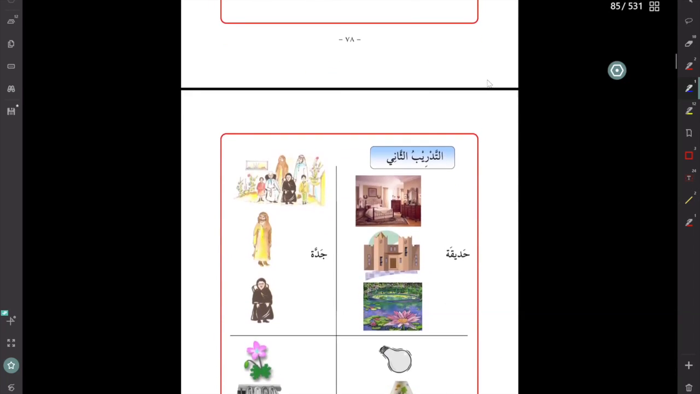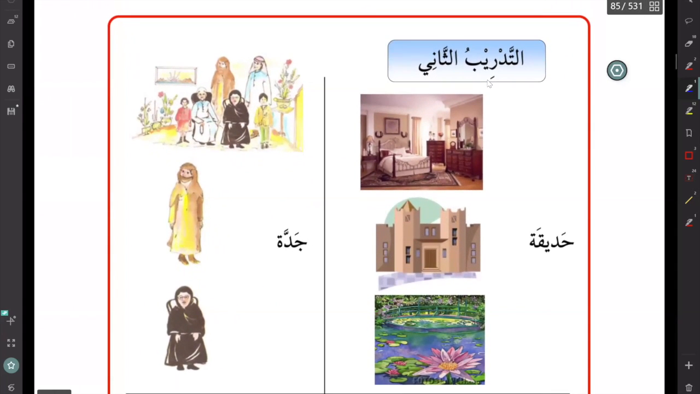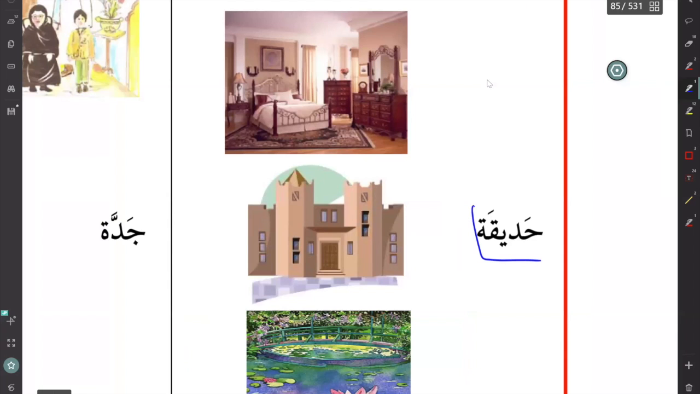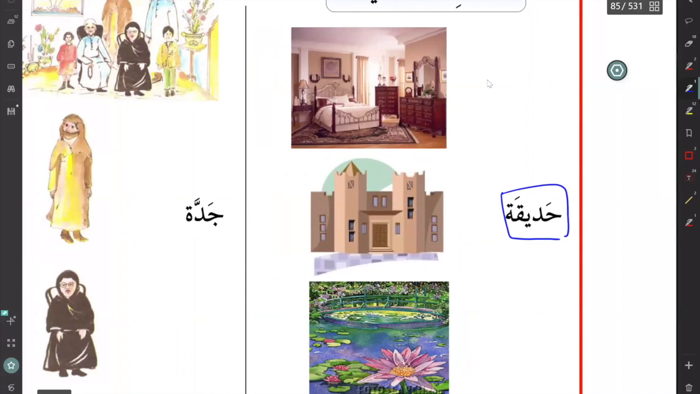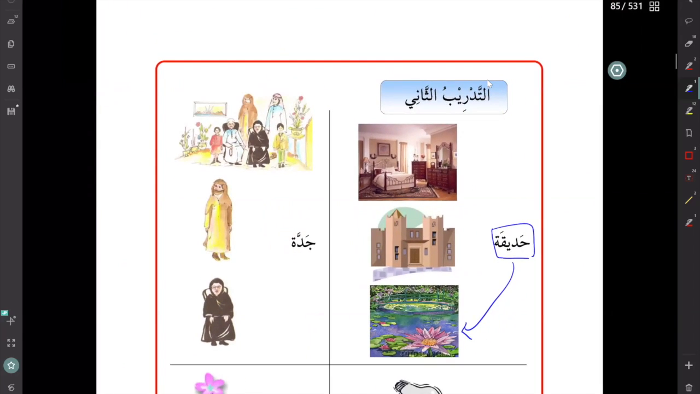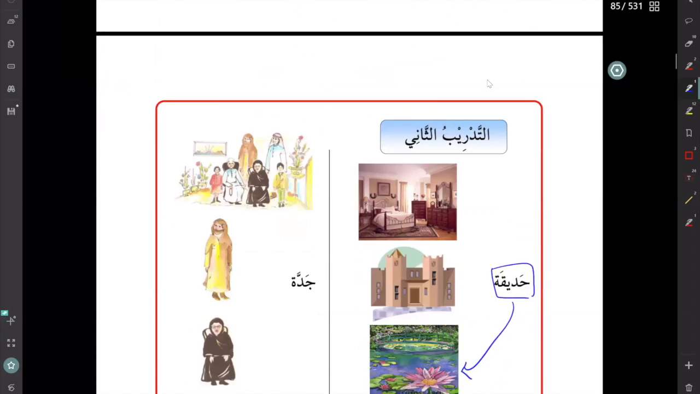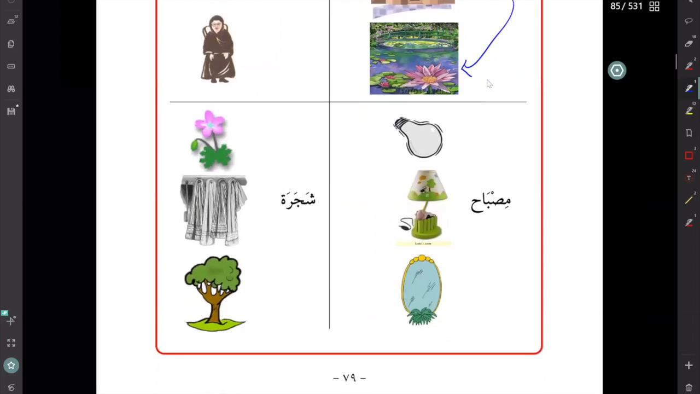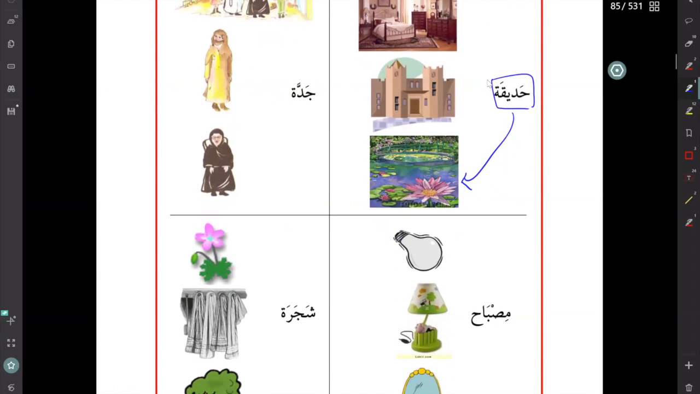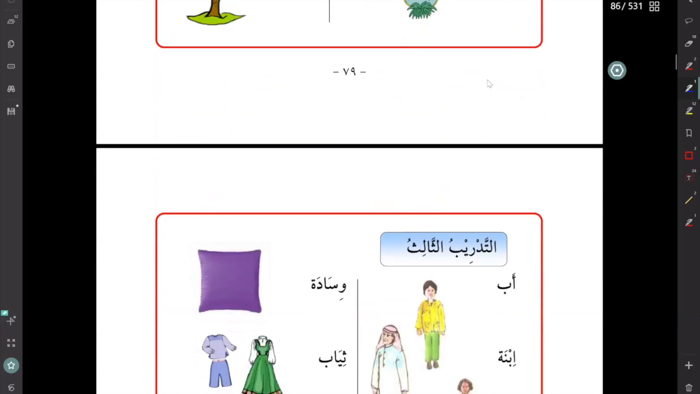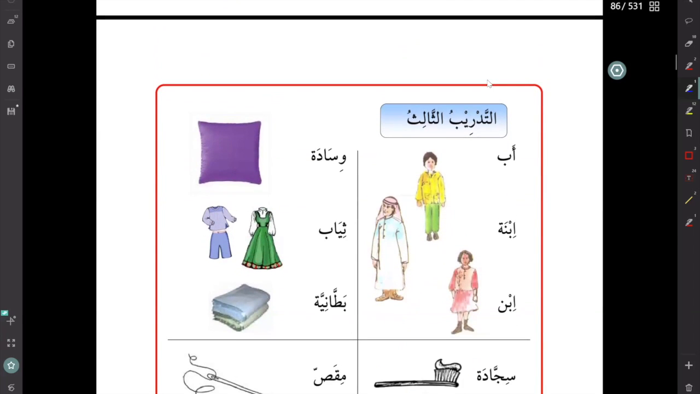So التدريب الثاني, second exercise, here we have the similar. So this is nice. So we have حديقة. So we have to know what حديقة is, and then you have to find the picture that goes with the حديقة. So what is حديقة? حديقة is garden. So you have to connect with this garden. Okay. So as always, you have to know these words. So you should memorize these words, and inshallah, then you should be able to do all of this. It's not many here, but you should be able to do them. So جدة is going to be this one, right? Grandmother. نعم.